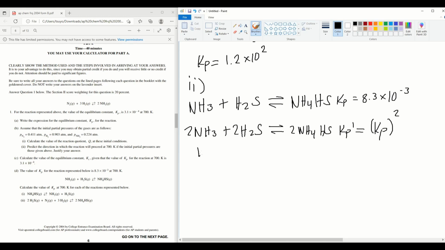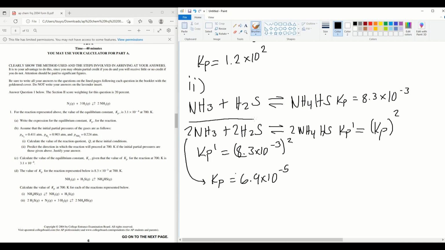So Kp dash is equal to 8.3 times 10 to the negative third squared. So we find that Kp for this reaction is equal to 6.9 times 10 to the negative fifth. So we're not done yet. We only found Kp for this reaction here, but we need to find it for this reaction given here.